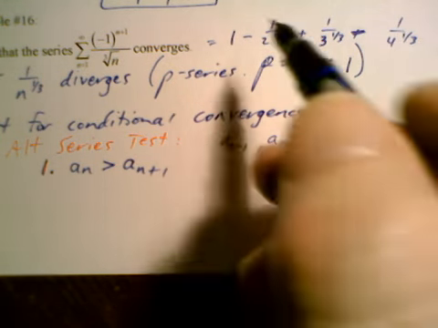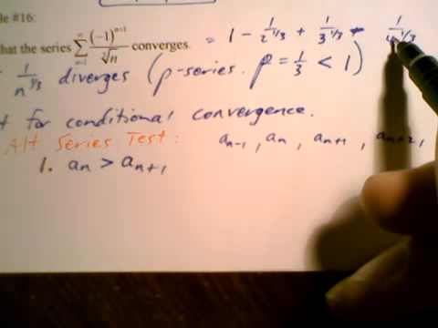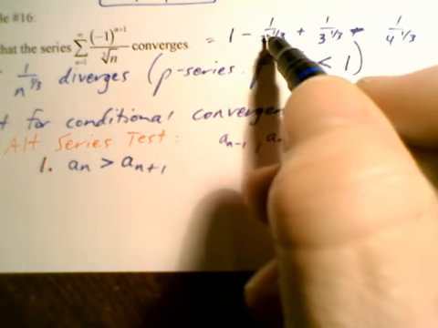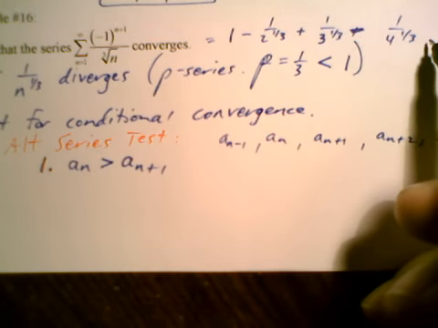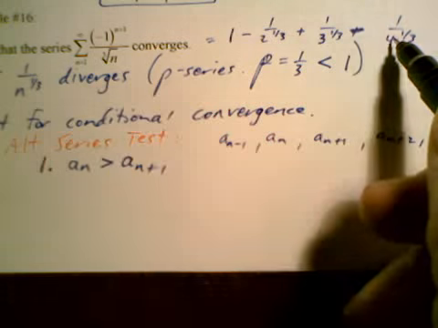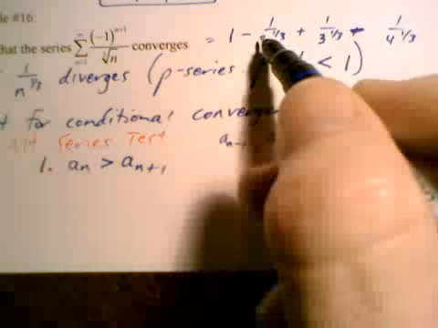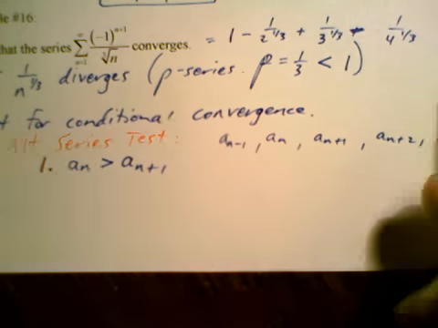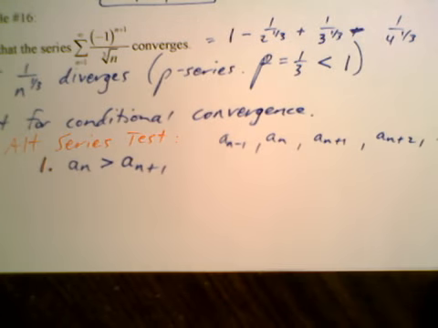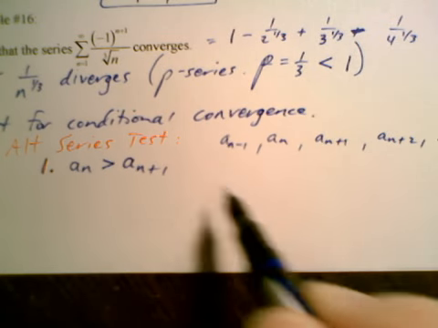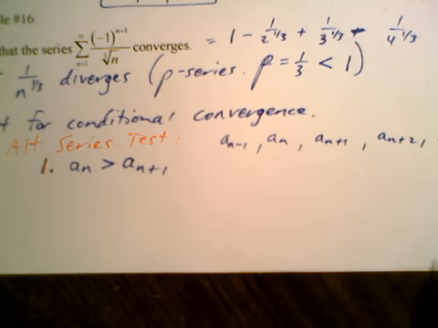Well, the denominators are getting bigger, right? Okay, so if we're just looking at the absolute value of these numbers, the denominators are getting bigger. They're all being raised to the 1/3, so really just looking at the 2, 3, 4, 5, 6, 7. If the denominator of a fraction is getting bigger, it means the fraction is getting smaller. So that's what we want. And then we say that a sub n is greater than a sub n plus 1. That's all you have to say.